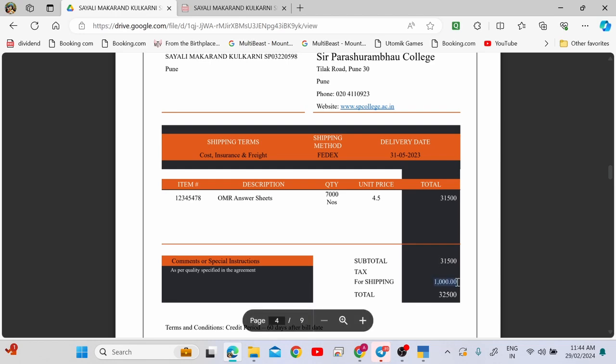And then finally shipping, 1,000 extra for shipping you will get. And finally from SP college, if all OMR sheets are good in quality, or if SP accepts 7,000 OMR sheets from you, then you will get 32,500. Otherwise, if defective is there, that much rupees you will not get. But in the normal course, you will get 32,500 from the SP.